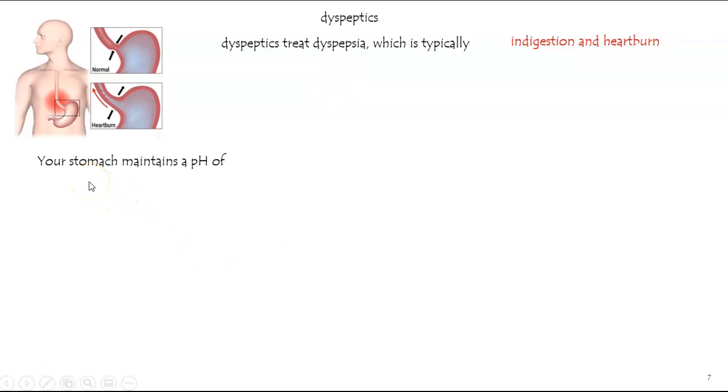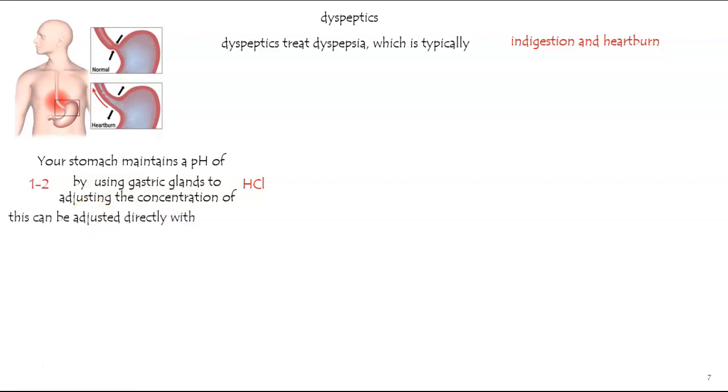Your stomach maintains a pH that's very low, 1 to 2. It does so by adjusting the concentration of something that seems like it has no business being in your body, which is hydrochloric acid, which is one of 6 common very strong acids. And the gastric glands are modulated to adjust this concentration to keep it at that level. And so that's a point of treatment if you need to adjust the pH of a stomach.